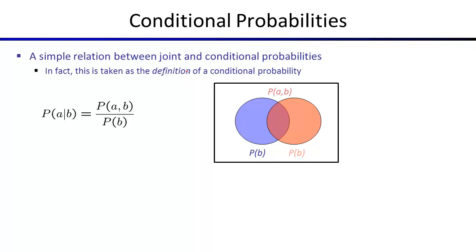All right, conditional probabilities. Here is the definition of conditional probability. The conditional probability for A to happen, given B happened, is the probability for A and B to both happen divided by the probability for B to happen. So this is a definition here.